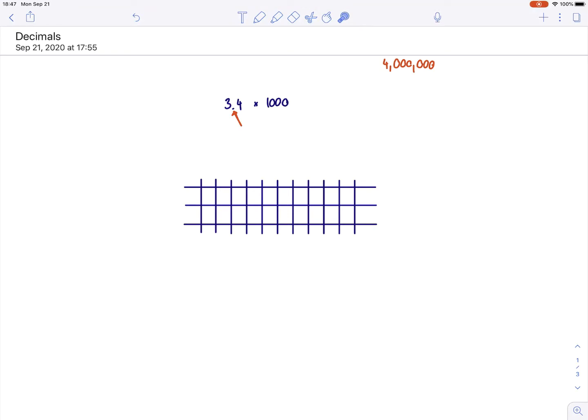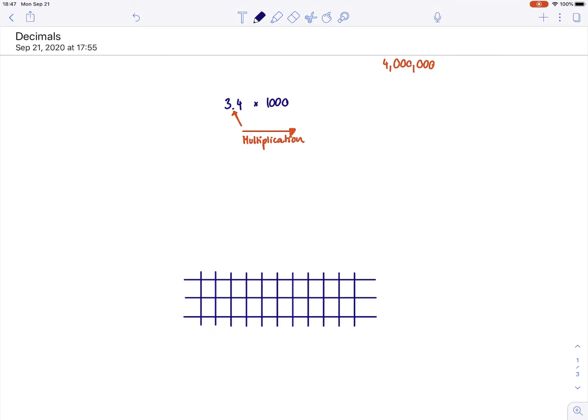So the first thing that we need to understand is that if we do multiplication with decimals, we're going to shift the decimal point to the right. That's for multiplication. And that should make sense because obviously with multiplying, we're going to make it a bigger number. So we need to shift it to the right. When we're doing division, let's do the same example, 3.4 divided by 1000. We're going to need to shift this decimal point to the left. And that's for division. We're going to make it a smaller number.